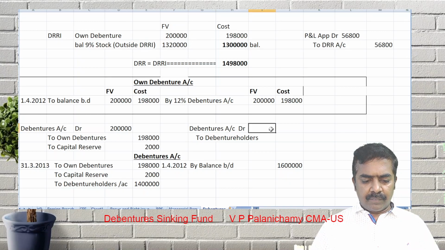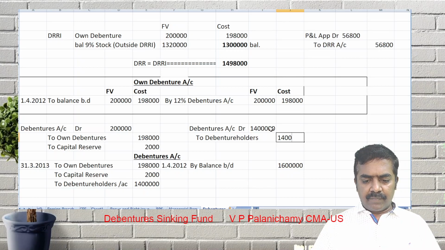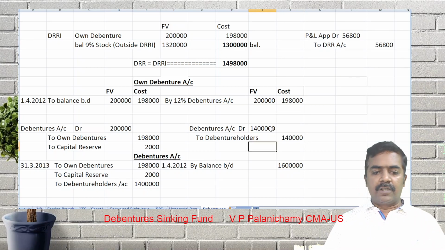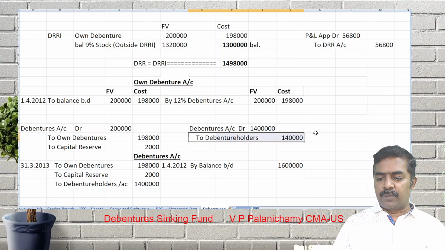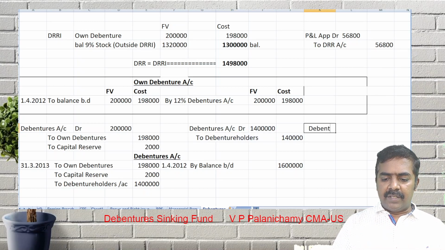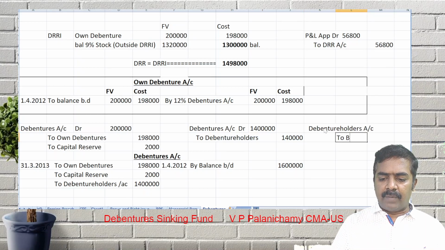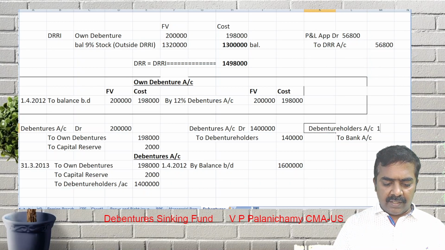எவ்வளவு amount? 14 lakhs. No premium on redemption. Last ப்ராப்ளத்துல பாத்தீங்கன்னா debentures account debtor, premium on redemption to debenture holders போட்டிருப்போம். Then debenture holders account debtor to which account? To bank account. To bank account எவ்வளவு பே பண்ணிருப்போம்? 14 lakhs.